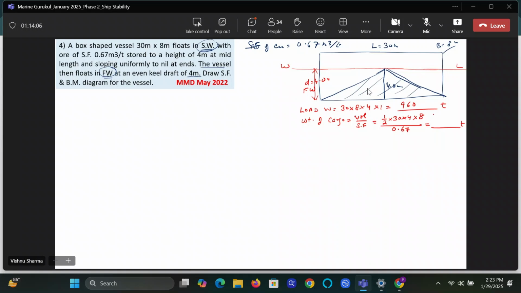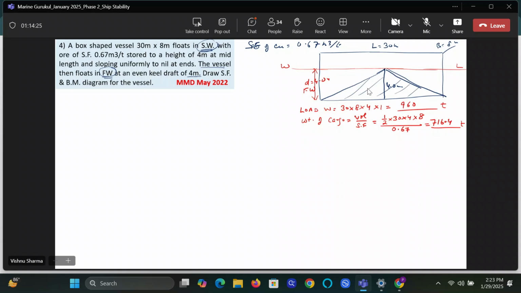716.4. What did you do? Did you take half the triangle and forget to double it up? Sir, I multiplied by the stowage factor in a hurry, so I made a mistake. Be careful. Okay, be careful.